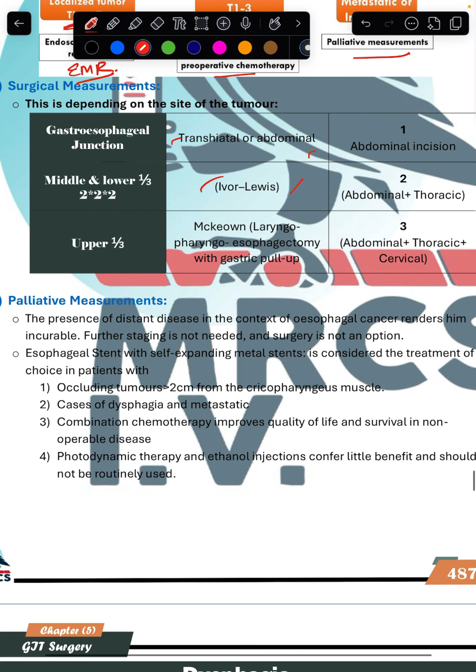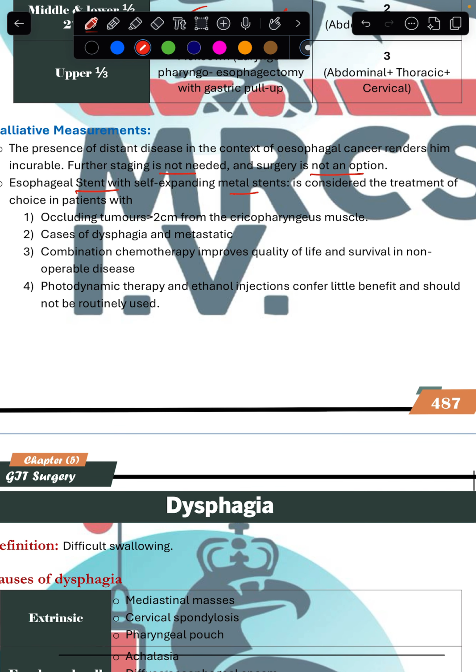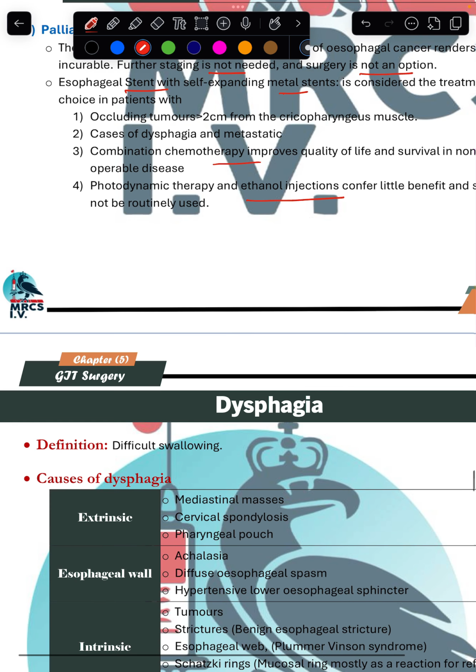So, what is palliative management? In the presence of distant metastasis or distant disease in esophageal cancer, further staging is not needed and surgery is not an option. An esophageal stent has to be placed. A self-expanding metallic stent is considered the treatment of choice for an occluding tumor more than 2 cm below the cricopharyngeus muscle. In cases of dysphagia with metastasis, combination chemotherapy improves symptoms. Photodynamic therapy and ethanol injections can also be used. So this was about CA esophagus.